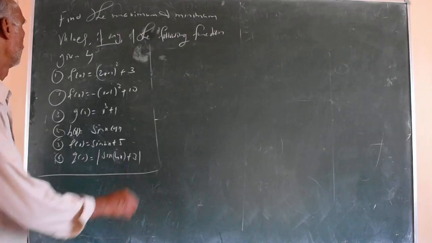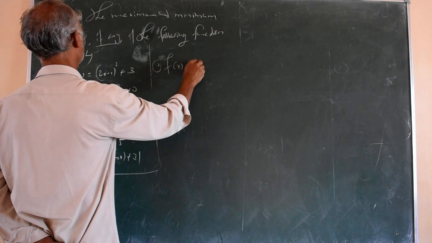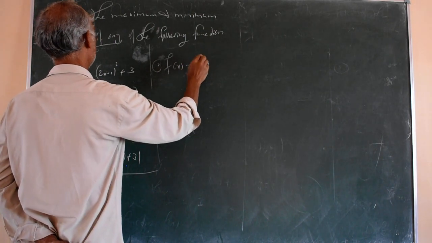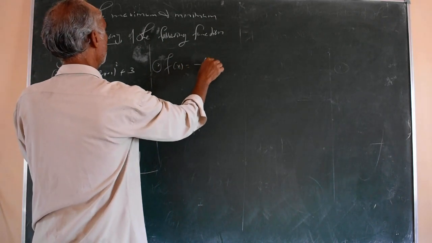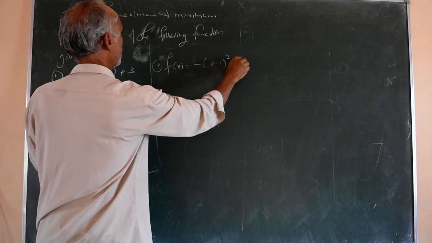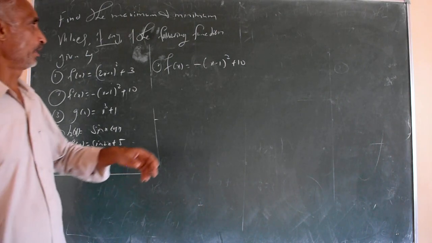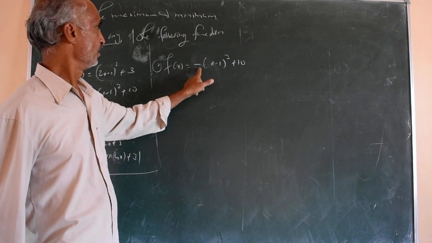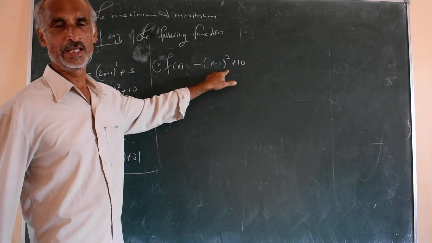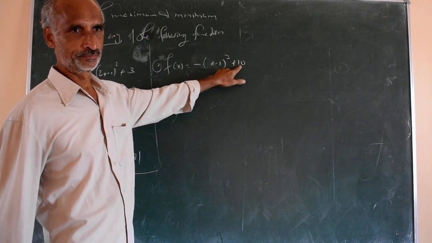The second problem: f of x is equal to minus of (x minus 1) the whole square plus 10. The explanation: the square of a number is positive, but there is a minus outside. Therefore, this gives a negative number, and then plus 10.